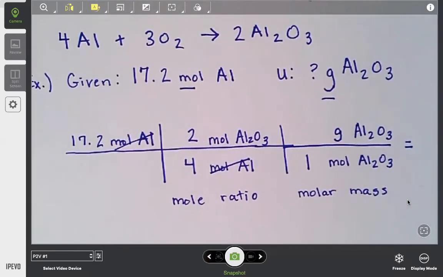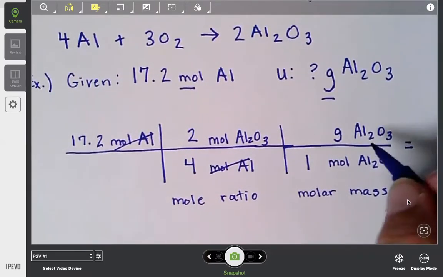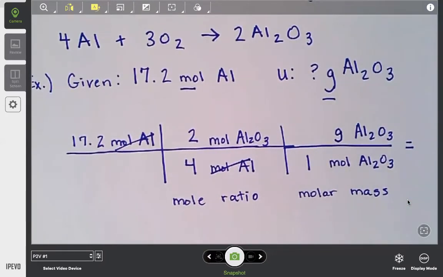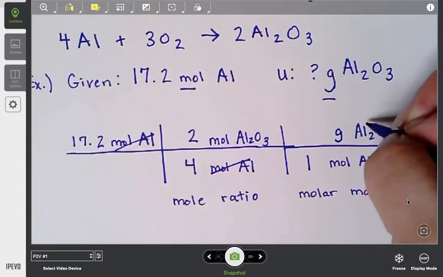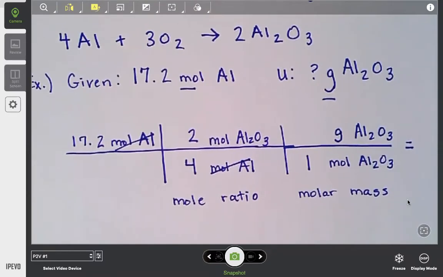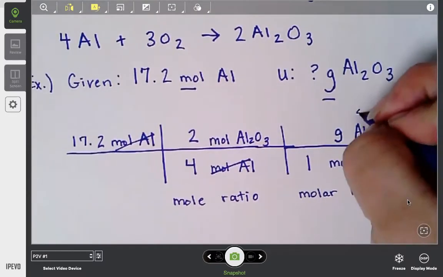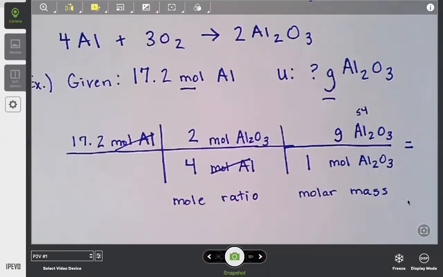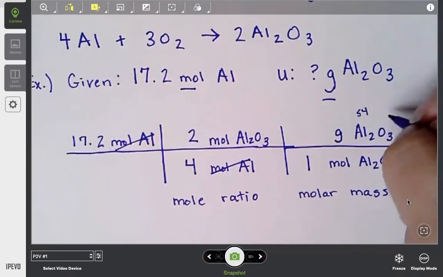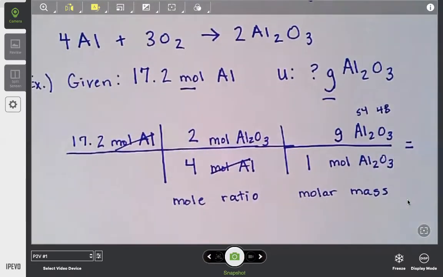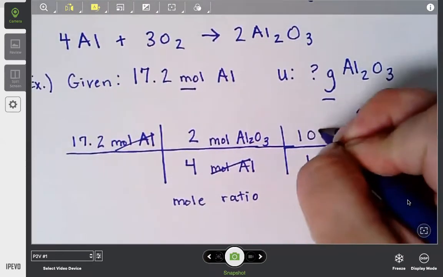I'm going to simplify things a bit for this chapter. I think it'll just help us out. We're going to round our molar masses, and it should get us all in the ballpark. So for my aluminum, I'm just going to round it to 27. So there's 2 aluminums times 27, that's going to be 54. And then there's 3 times 16 oxygens is 48. So 54 plus 48 is 102 grams.